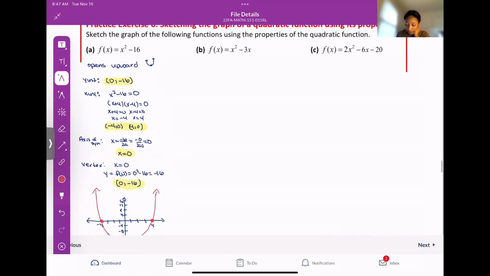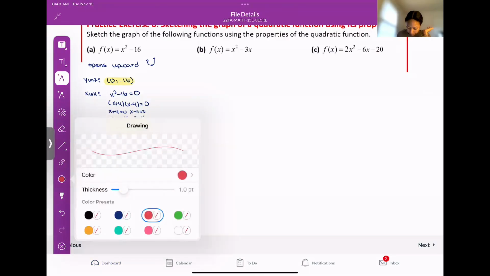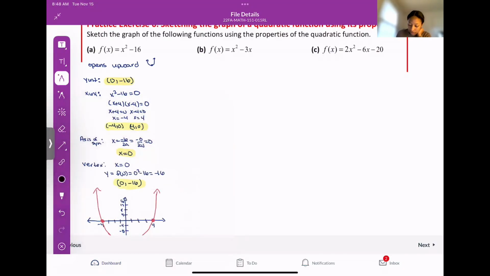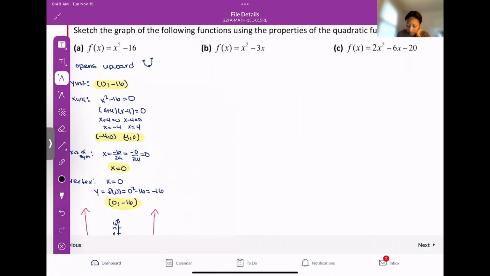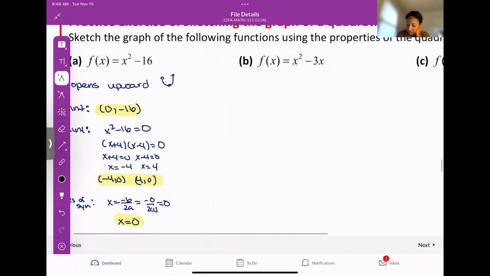All right, then on to part B. We're going to do these same things. We need to know whether or not the parabola opens upward or downward, the x-intercept, the y-intercept, the axis of symmetry, and the vertex.